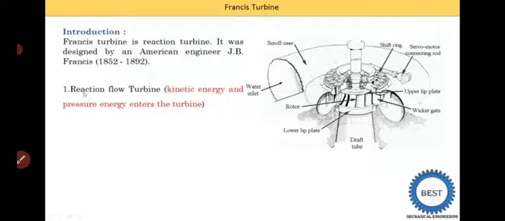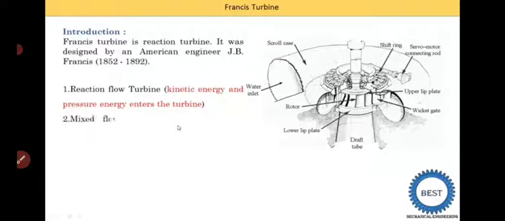The first point is that it is a reaction turbine. Not reaction flow, but a reaction turbine. Reaction means kinetic energy and pressure energy are present as water enters the turbine. Here you see the water inlet in this turbine. So the water inlet has two types of energy: one is kinetic and the second is pressure energy.